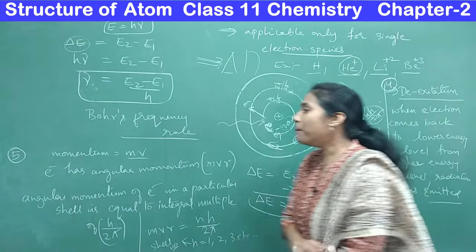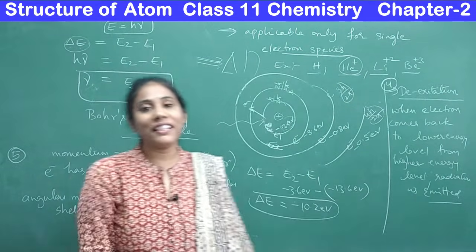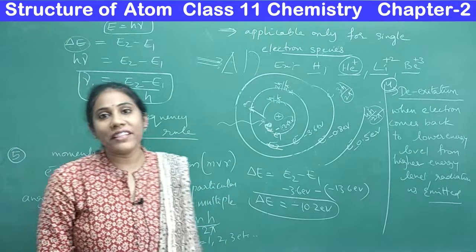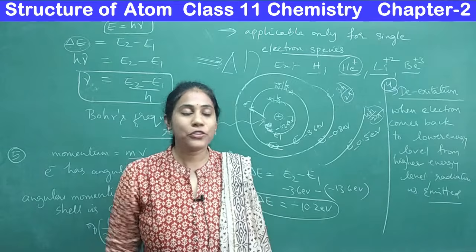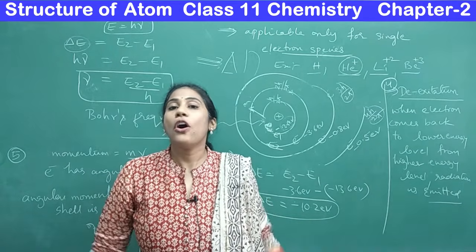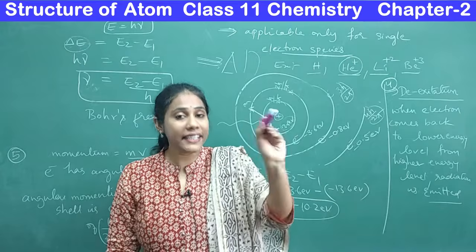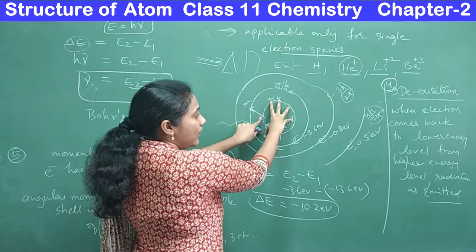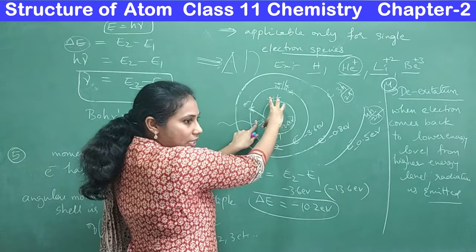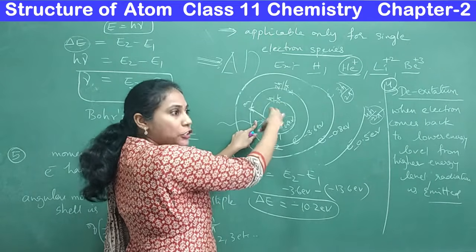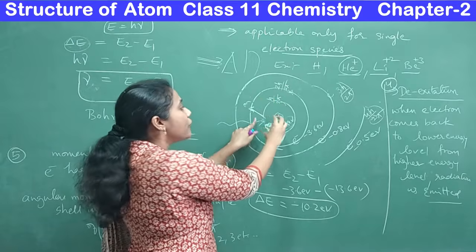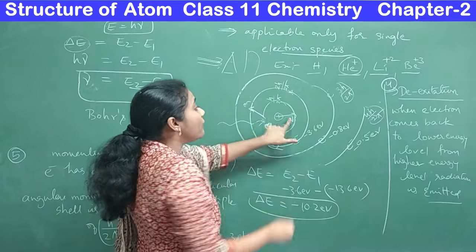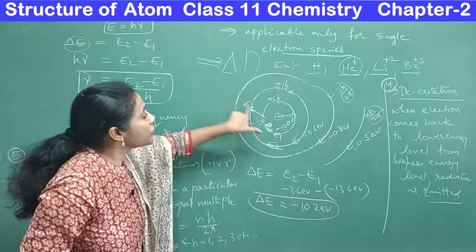Is that clear? I hope all the 5 postulates are very, very clear for you. Understanding the real meaning behind this is very, very important, not just by rote. Not only this, Bohr has also given formulas. He derived a few formulas to calculate the radius of a shell, because the electron revolves around the nucleus within a shell, right? So he gave a formula to calculate the radius of a shell, and a formula to calculate the energy of the electron.